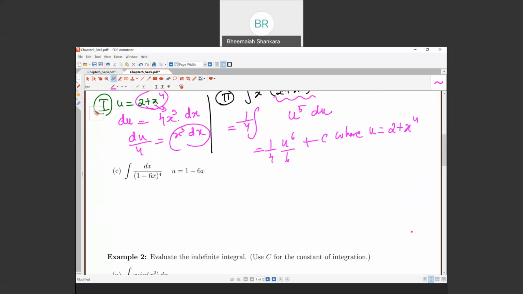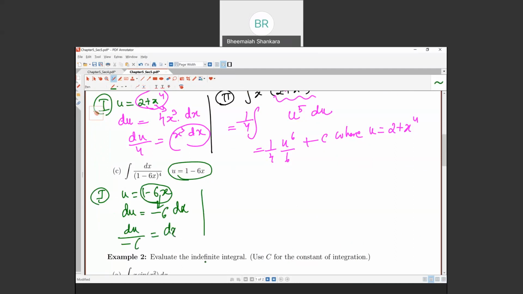The next one, you are given an assumption, like a substitution, u is 1 minus 6x. Step 1, write the assumption given, 1 minus 6x. Differentiate, du is dx. Differentiate the coefficient of u, which is 1, it's 1, so you don't write that. Differentiate 1 minus 6x, it's negative 6. So you write du divided by negative 6 equal to dx. You will use this. So rewrite the integral you want to evaluate, dx divided by 1 minus 6x to the 4.